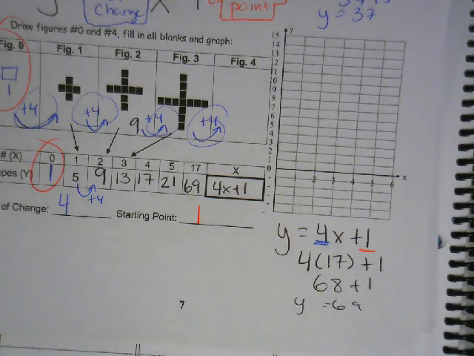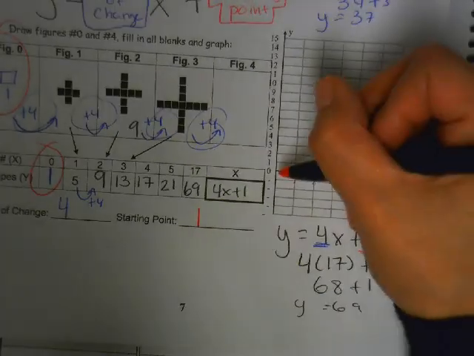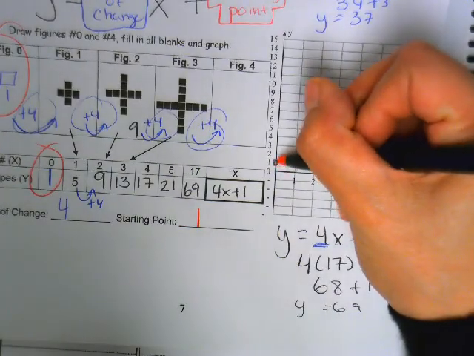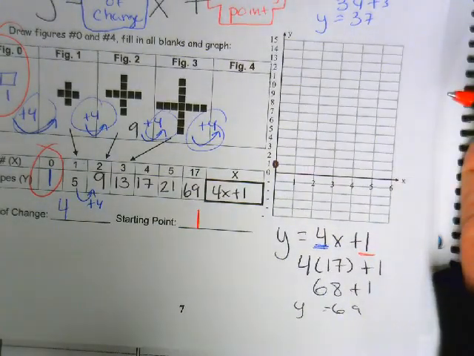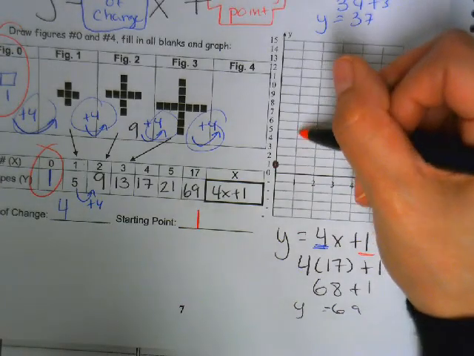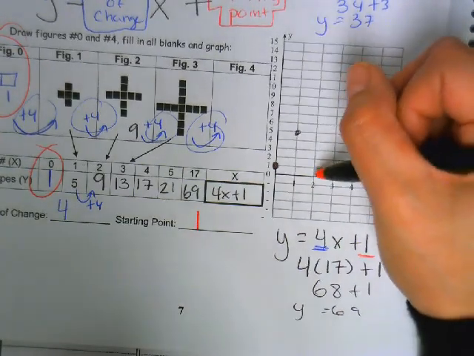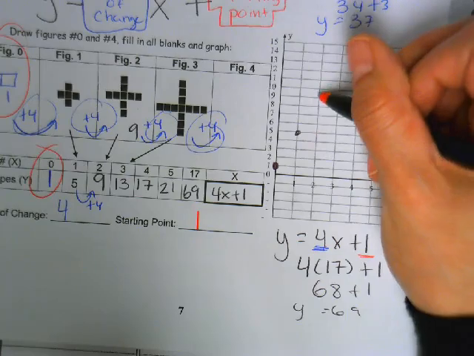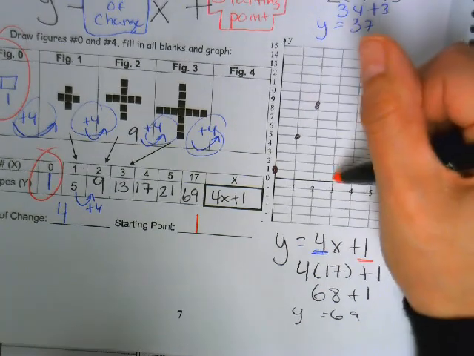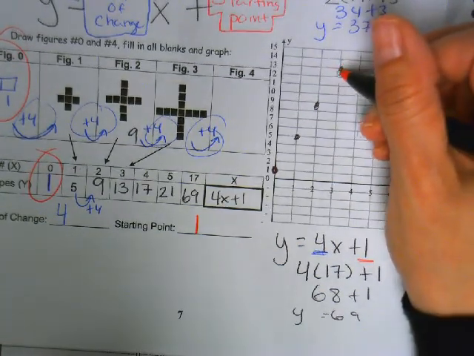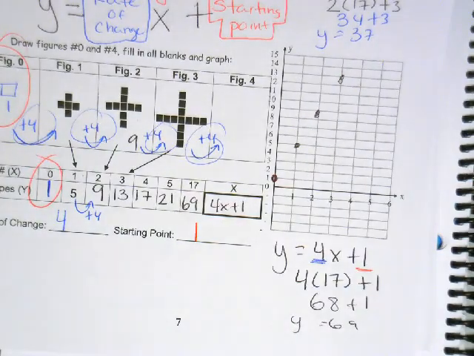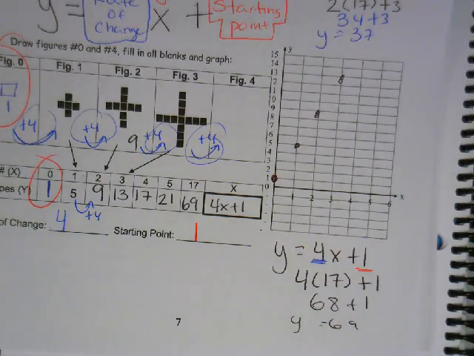All right, let's graph it. 0, 1. So that's on your y. Then 1, 5. 2, 9. That's it. Not a lot of them fit, right? Because our graph doesn't go up that much.